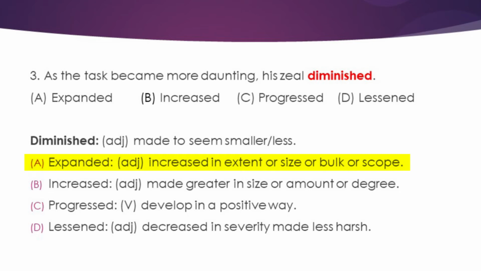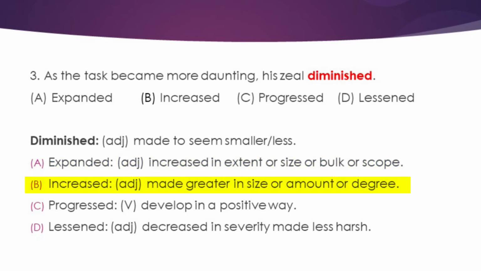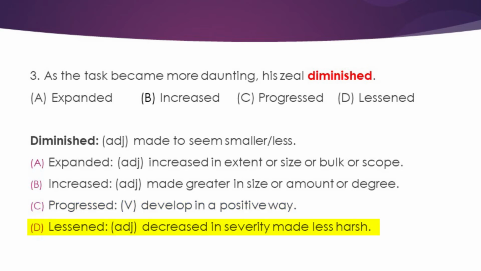Expanded is also an adjective which means increase in extent or size or bulk or scope. B, increase is also an adjective, made greater in size or amount or degree. C, progressed, developed in a positive way, that's a verb. And D, lessen, which is an adjective, decreased in severity, made less harsh.